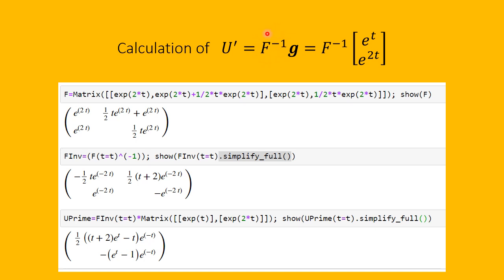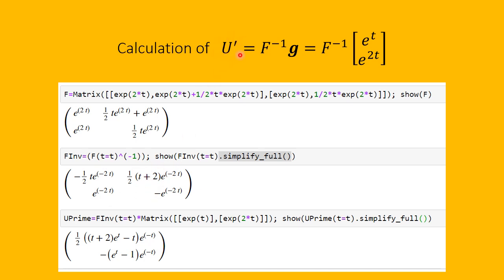So now that we have calculated F inverse, we can calculate the derivative of u, which is a column vector. It was F inverse times g, where g was that non-homogeneous term in our differential equation. G was e to the t, e to the 2t. So we need to compute F inverse times this column vector. So let's see what happens here. I repeated some of the stuff we saw earlier. First we define the matrix F, then we compute F inverse, and here it is.